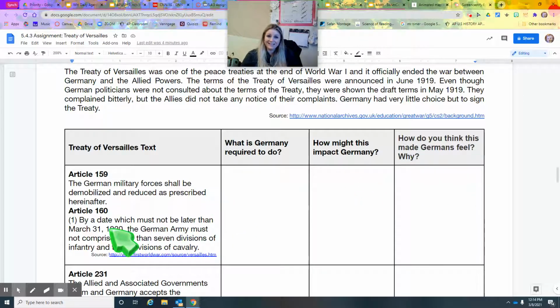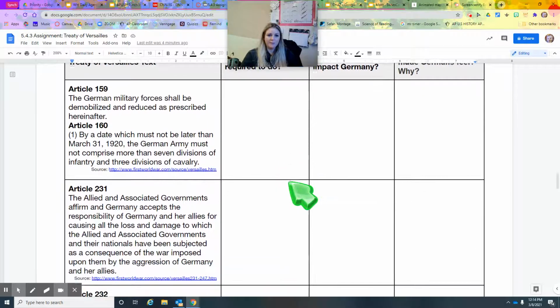Now let's look at Article 160. First, by a date which must not be later than March 31st of 1920, the German army must not comprise more than 7 divisions of infantry and 3 divisions of cavalry. So it could not have more than 7 infantry divisions, so groups, and no more than 3 mobile groups. All right, so what were they required to do? How might this impact Germany? How do you think this made Germans feel and why? Okay, the next chunk.